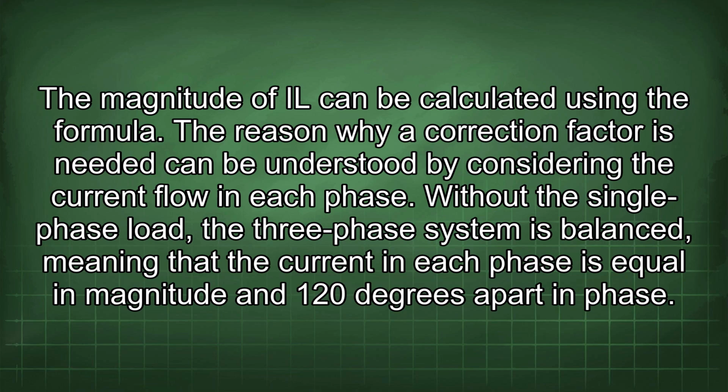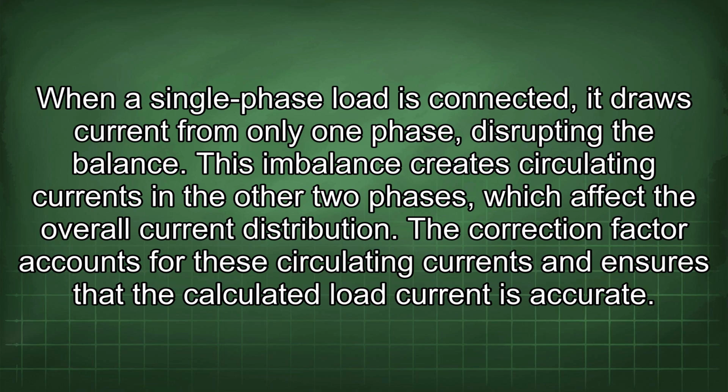The reason why a correction factor is needed can be understood by considering the current flow in each phase. Without the single-phase load, the three-phase system is balanced, meaning that the current in each phase is equal in magnitude and 120 degrees apart in phase. When a single-phase load is connected, it draws current from only one phase, disrupting the balance. This imbalance creates circulating currents in the other two phases, which affect the overall current distribution. The correction factor accounts for these circulating currents and ensures that the calculated load current is accurate.